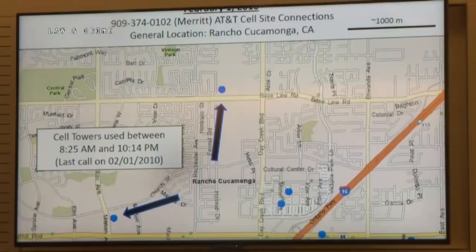So with this item here, which is item 443, this is February 1st of 2010, and these are all the cell towers used between 8:25 a.m. and 10:14 p.m., so essentially most of the day, with the last call being at 10:14 p.m. There was a series of calls that connected to both of the two towers that are indicated with the black arrows, which is sort of left of the defendant's residence and then slightly to the top right of the defendant's residence.